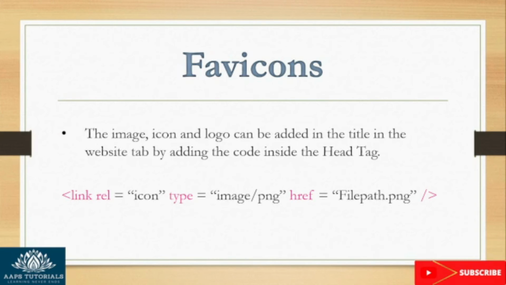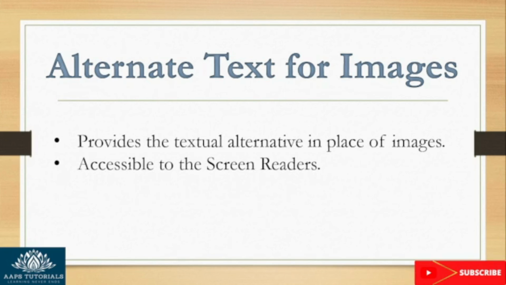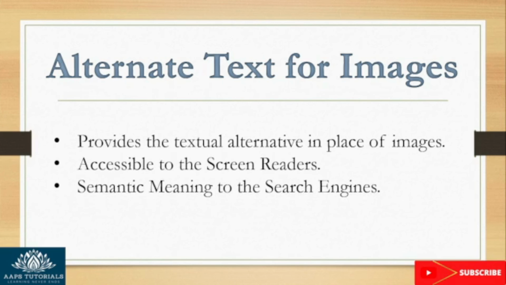The required alt attribute specifies an alternate text for an image. If the image cannot be displayed, the alt attribute provides alternate information for the image if a user for some reason cannot view it. It also adds semantic meaning for the search engines and can be empty in the case of decorative images.